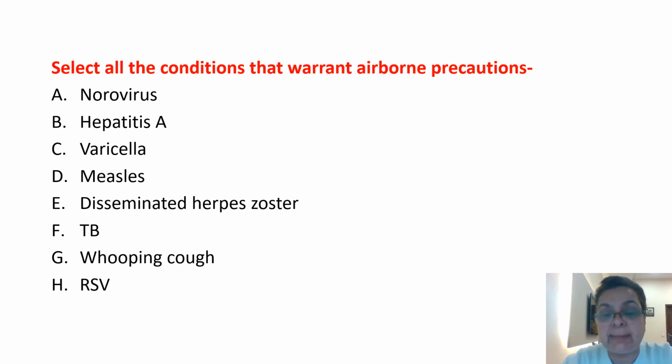Select all the conditions that warrant airborne precautions. Norovirus, hepatitis A, what if the patient is incontinent for hepatitis A, then what do we use? Contact precautions. For varicella, that is chickenpox, for measles, for disseminated herpes zoster, and for tuberculosis, what are we using? We are using airborne precautions. For whooping cough, no. For RSV, no. Right, so this brings us to the end of our session.